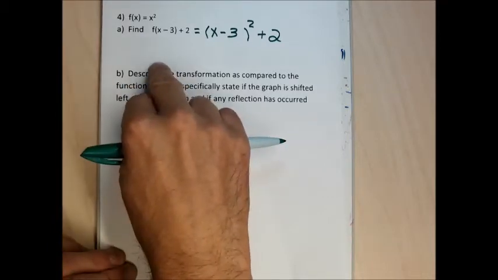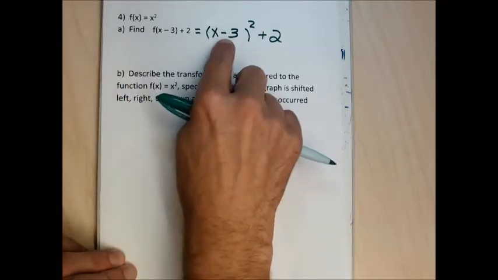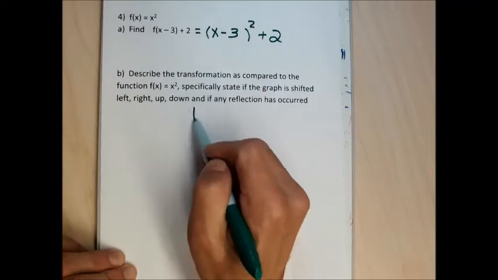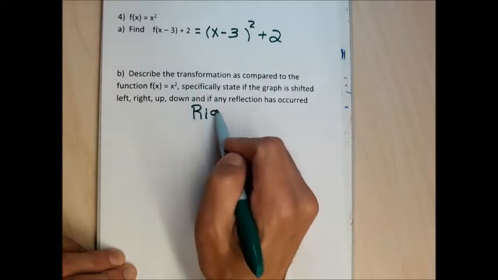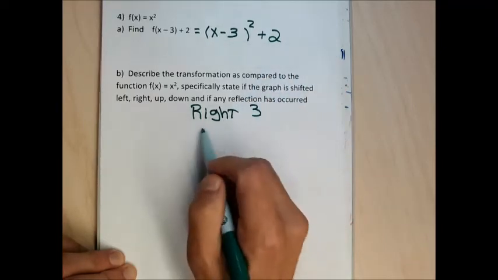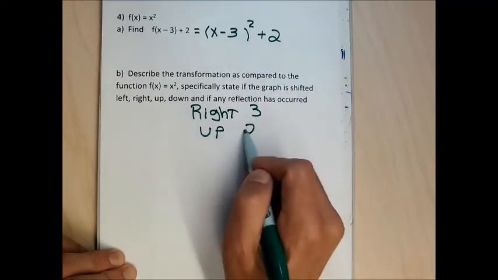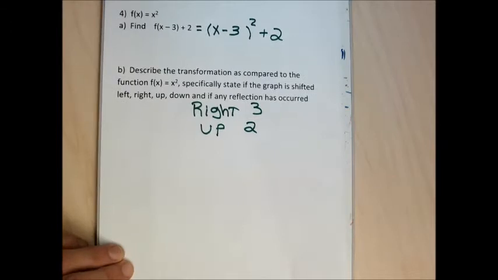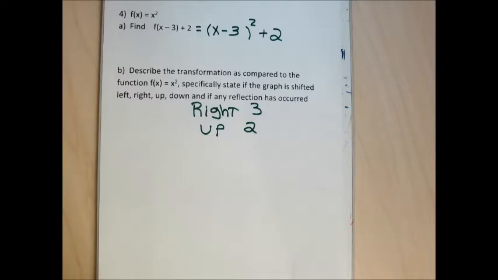Now I need to describe the transformation. I know that minuses inside a parentheses will take the graph and shift it right. And pluses after the function will move it up. So you should know what it takes to move a graph left and right, and what it takes to move a graph up and down.